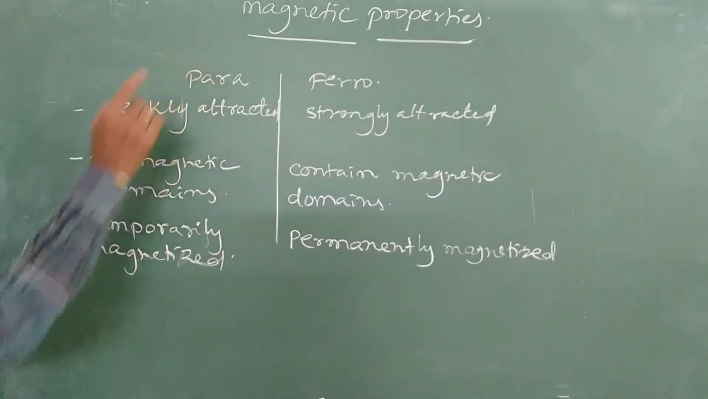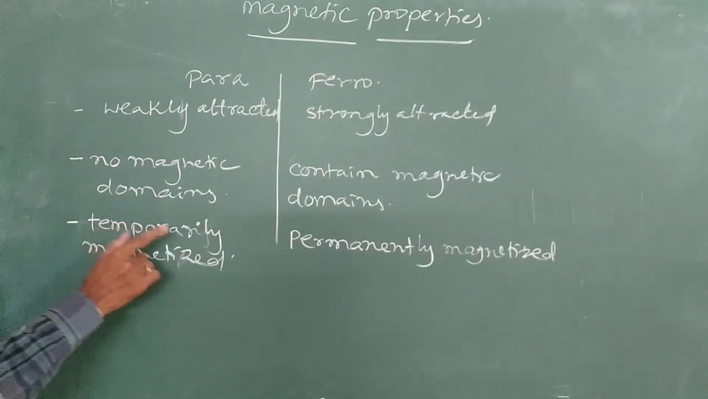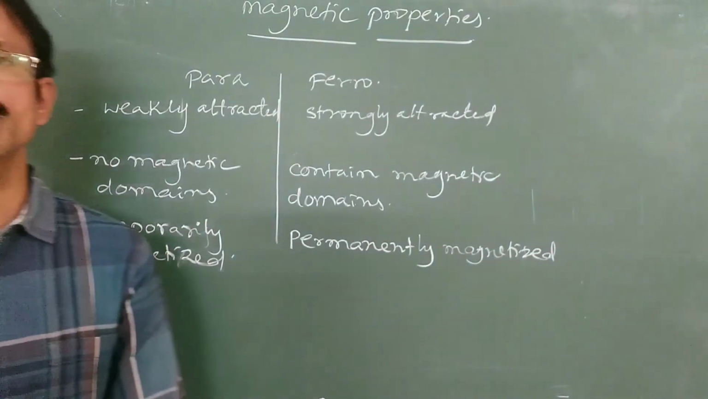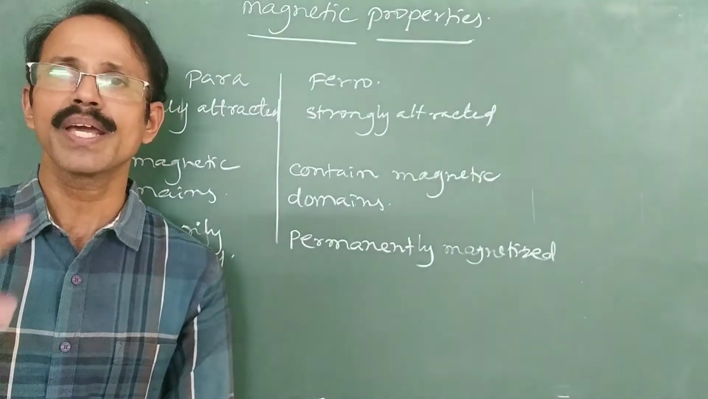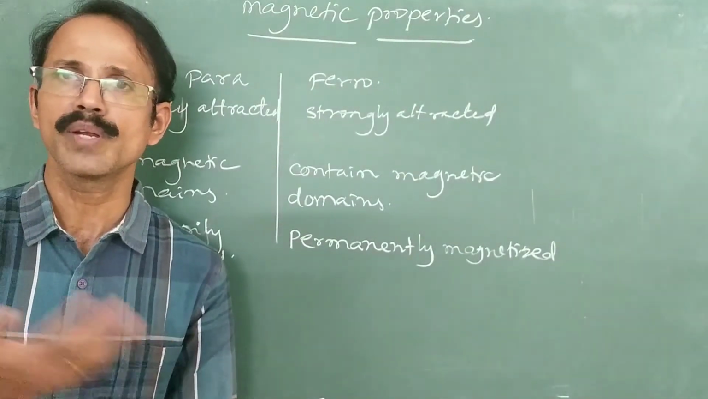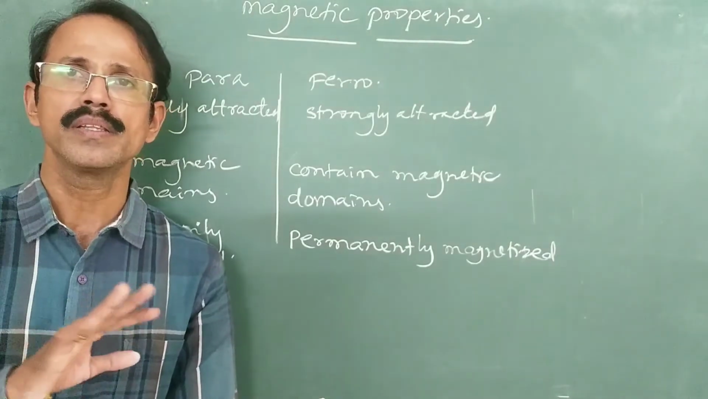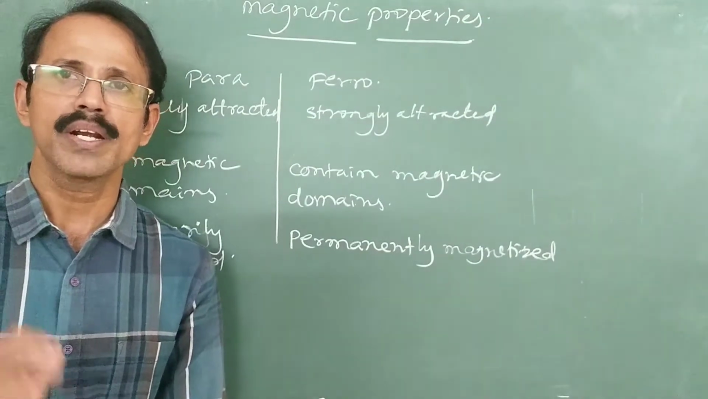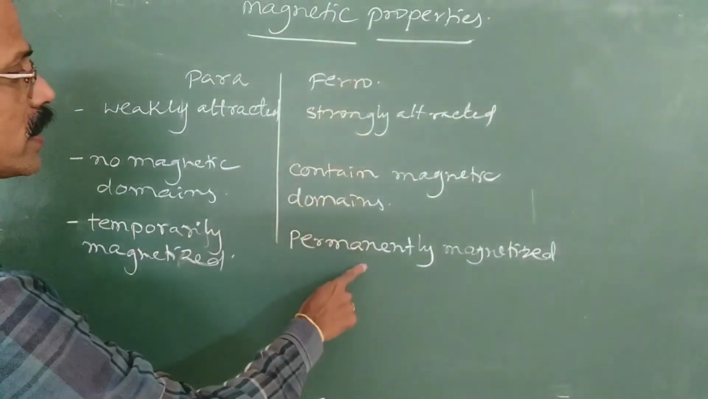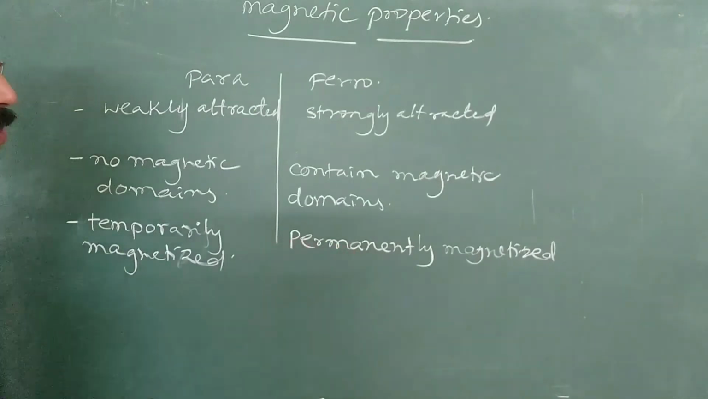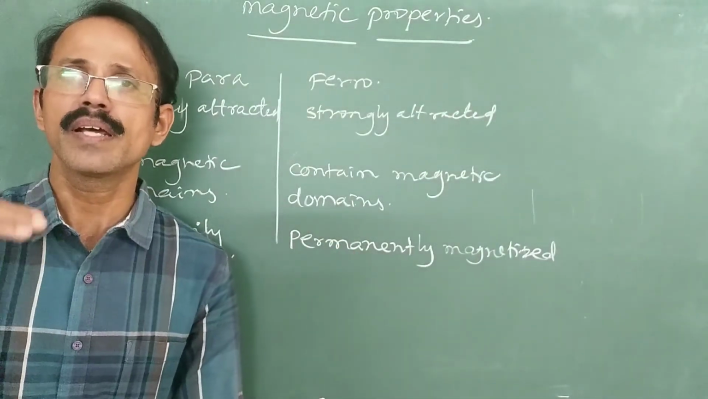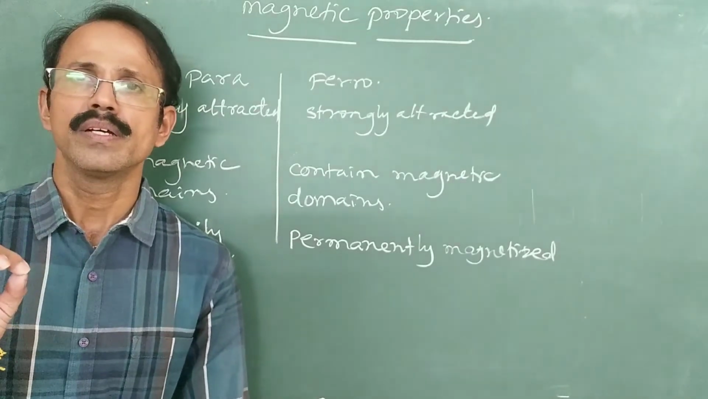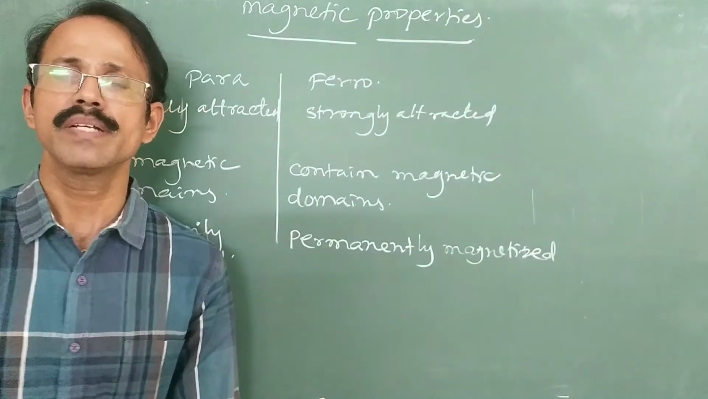And paramagnetic substances cannot be magnetized permanently. They can be only temporarily magnetized, because the unpaired electrons will be aligned in a single direction in the magnetic field. Once you remove the paramagnetic substance out of the magnetic field, this alignment is gone. So they can be only temporarily magnetized. Whereas in case of ferromagnetic substances, the alignment of electrons in the magnetic field remains even if you remove the substance out of the magnetic field. So that is why they can be permanently magnetized, right?